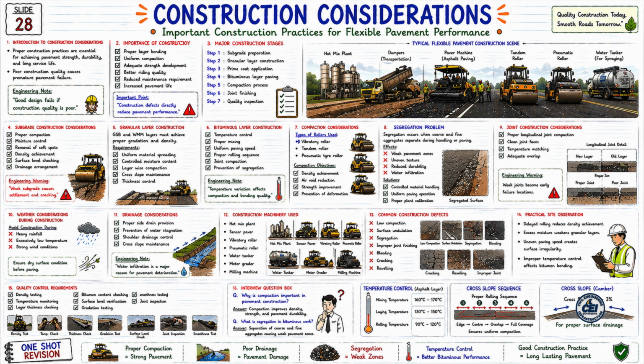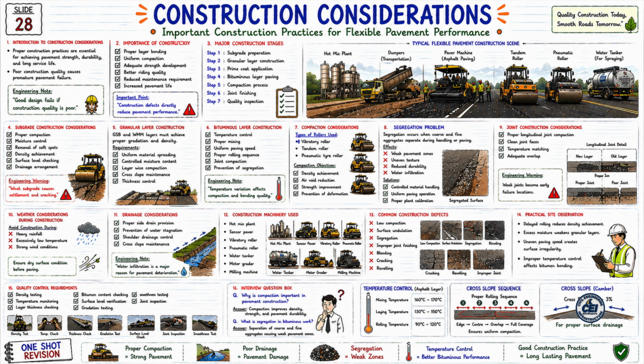Now let us look at the 8th topic. Segregation problem. What is segregation? When coarse and fine aggregates separate, segregation develops. See its effects. Weak pavement zones. Uneven texture. Reduced durability. Water infiltration. Now look at the solutions. Controlled material handling. Uniform paving operation. Proper plant calibration. And the segregated surface is clearly visible in the right side image.